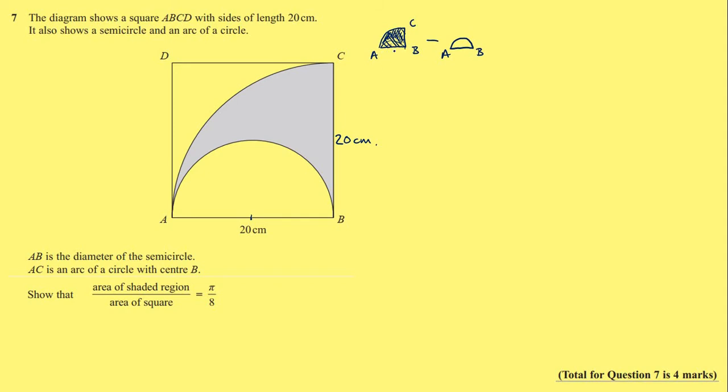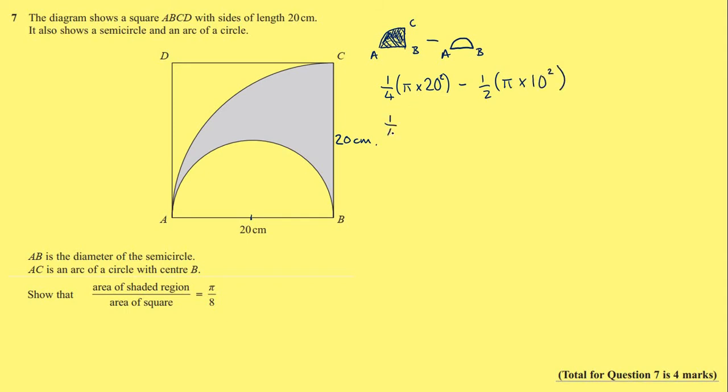So, this arc, it is 1/4 of one absolutely gigantic circle. And that circle would have had a radius of 20. This is the centre to the edge, we've got 20. So that's going to be 1/4 of pi times r squared minus 1/2 of, the radius here would be 10. This is the diameter, so the diameter is 20, the radius is 10. Pi times 10 squared.